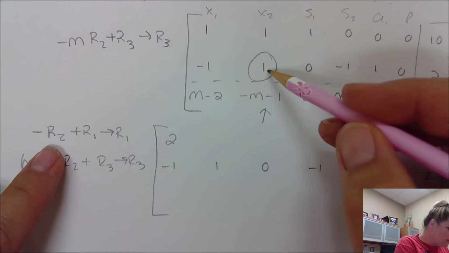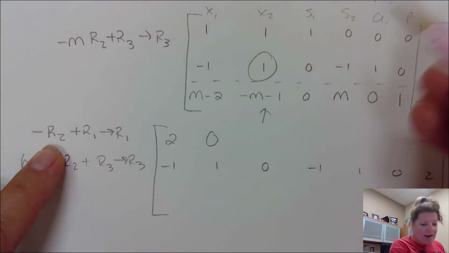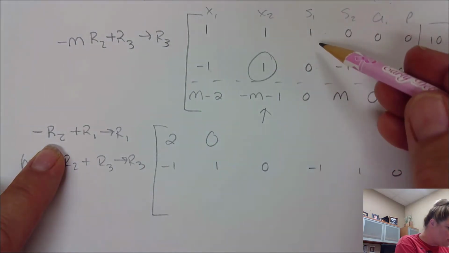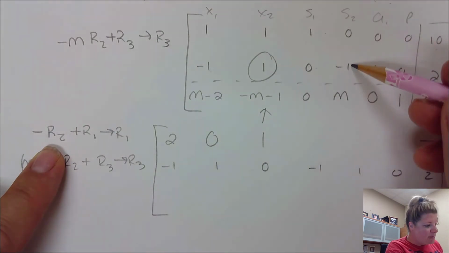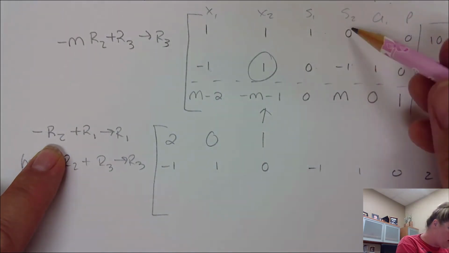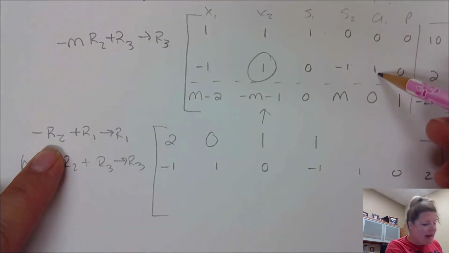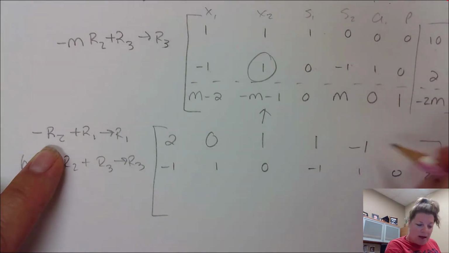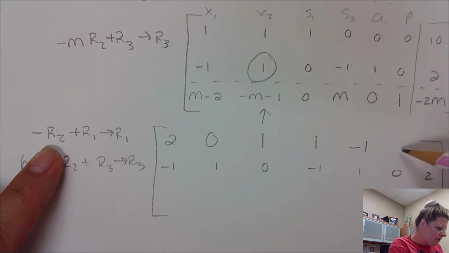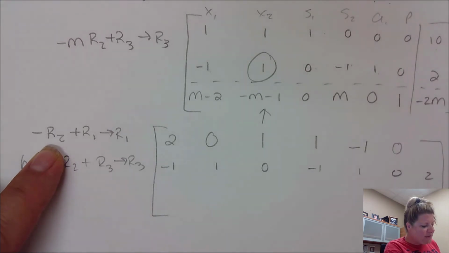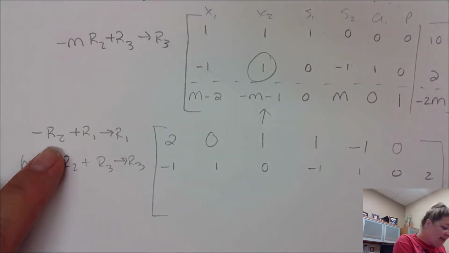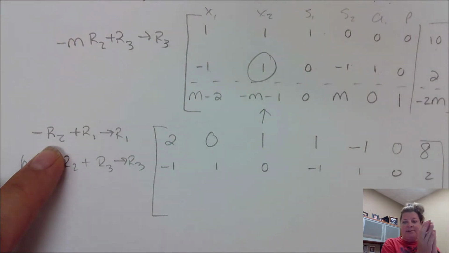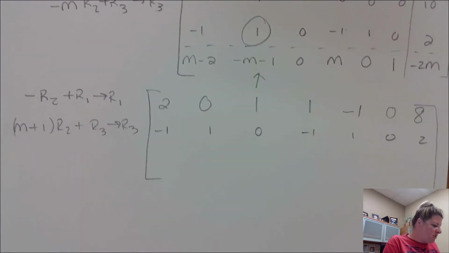Negative times row 2 plus this one is a 0. Negative times a 0 is a 0 plus 1 is a 1. Negative times a negative is a +1 plus 0 is a 1. Negative times that is a -1 plus 0 is another -1. 0 times anything is 0 plus 0 is 0. -2 plus 10 is going to give me 8. Perfect. One pivot almost done.